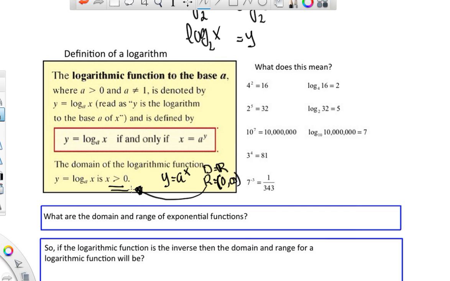Okay, so let's practice a couple of these things. If 4 squared is 16, then the log 4 of 16 is 2. If 2 to the 5th equals 32, then the log base 2 of 32 is 5. And if 10 to the 7th is 10 million, then the log base 10 of 10 million is 7. If I'm giving you 3 to the 4th equals 81, then you should be able to write that the log base 3 of 81 equals 4. And on this one, the log base 7, because 7 is the base, of 1 divided by 343 is negative 3.